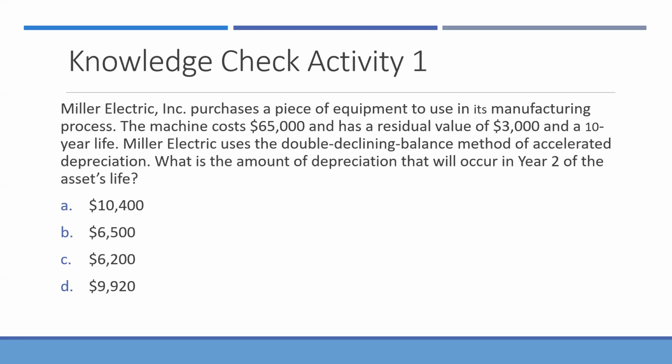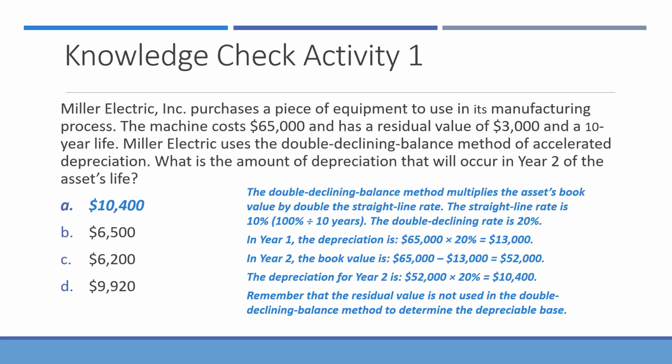13, okay. So $13,000. And then our new net book value is 52,000. Perfect. And then the following year, we're going to multiply by another 20%, and our depreciation in the next year, perfect.